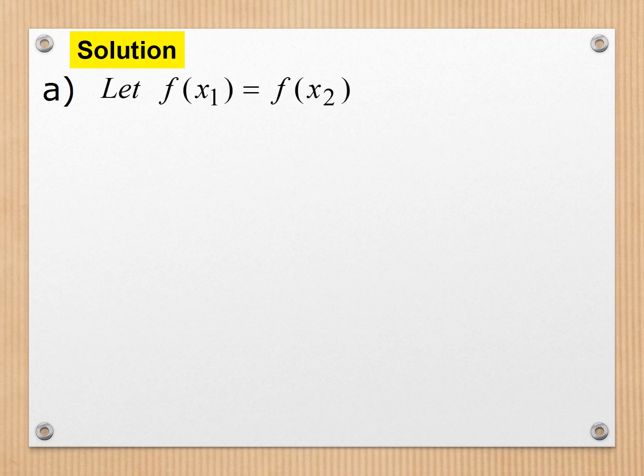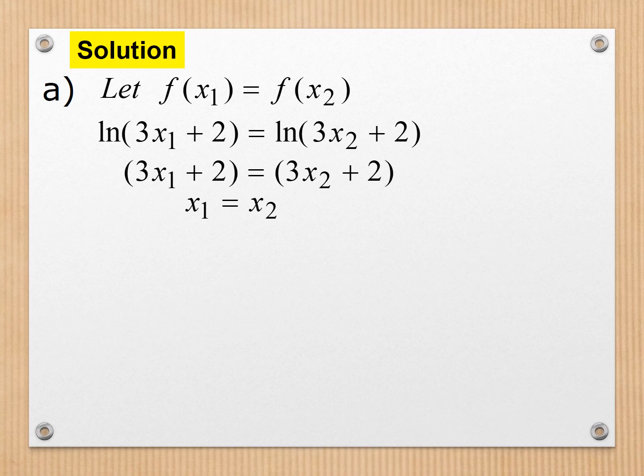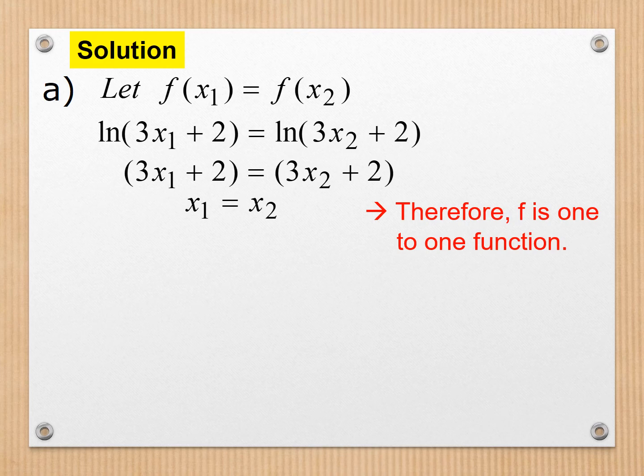For question A, we want to show it is a one-to-one function. By using an algebraic approach, f(x1) equals f(x2), ln(3x1 plus 2) equals ln(3x2 plus 2). Then we e both sides. We get 3x1 plus 2 equals 3x2 plus 2. And then it becomes 3x1 equals 3x2. Then finally we divide by 3. It implies x1 equals x2. Means that f is a one-to-one function.